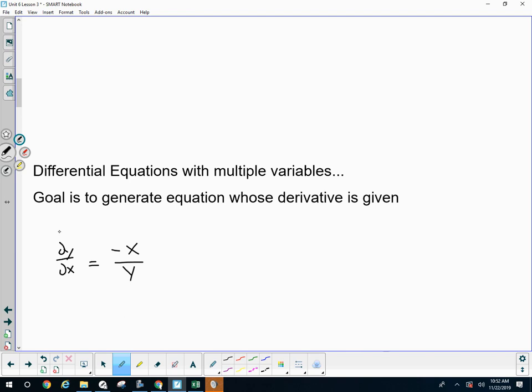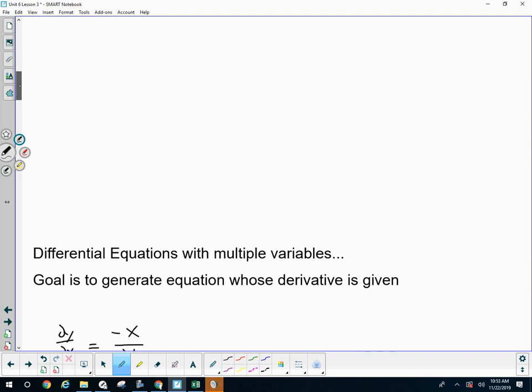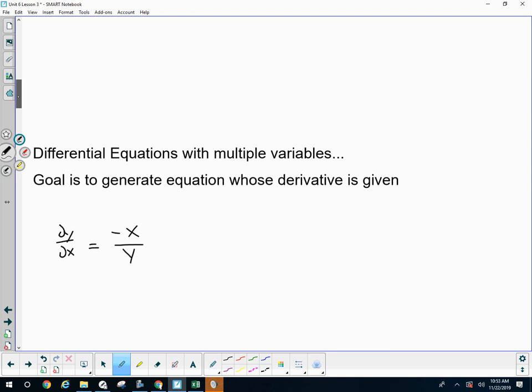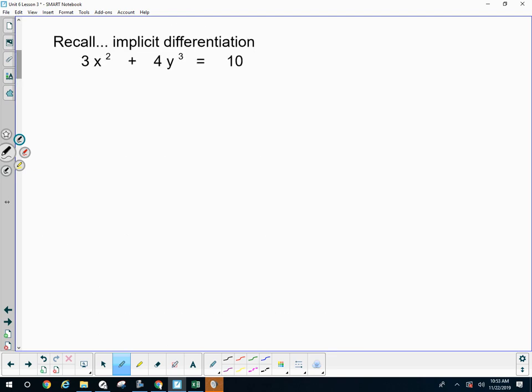Well, we are going to go backwards with this derivative. We will find what y is equal to when dy dx is negative x over y, or any other type of derivative. Now recall where these derivatives of x's and y's come from. They come from derivatives of implicit equations. Remind yourself, how do you take the derivative of 3x squared plus 4y cubed equals 10?